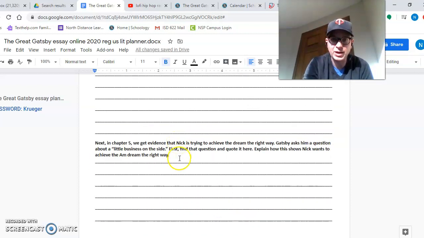And then in chapter 5, we get another little hint that Nick wants to do this the right way. Gatsby offers him a little side business, right? And I gave you a quote that you can look up in that little search box. I want you to quote that and explain how this quote and this point shows that Nick too wanted to earn his money the right way.